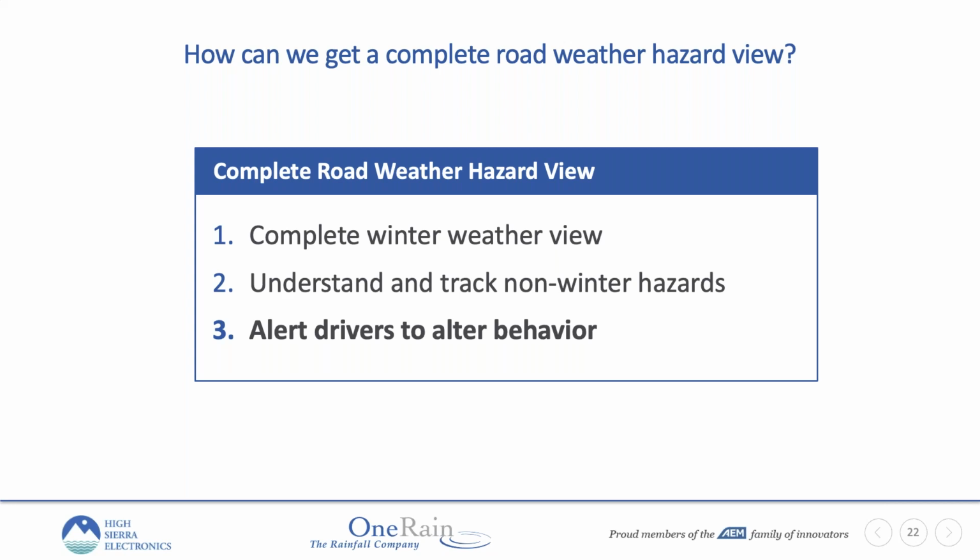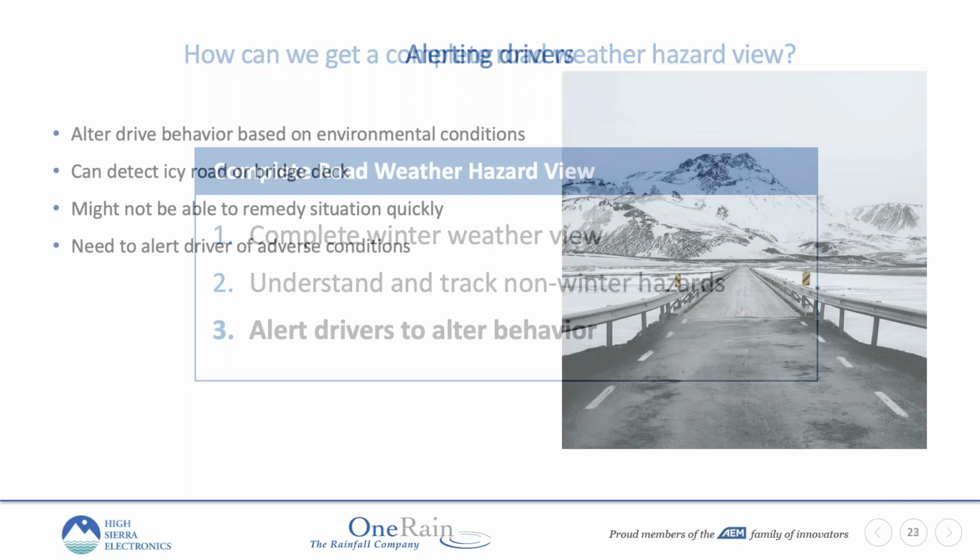The last way is proactively alerting and notifying drivers, because ultimately with all of this, we're wanting them to alter their behavior. That helps to slow down, or to maybe take a different route, or to not drive in one lane because there's water on the road. Alerting drivers to alter their behavior helps to reduce those numbers while we're in the process of operating and maintaining those roads.